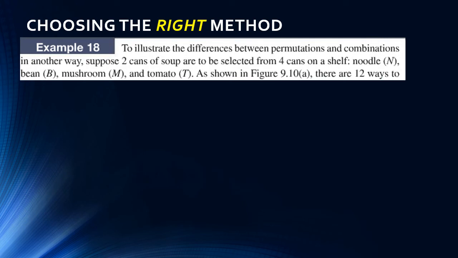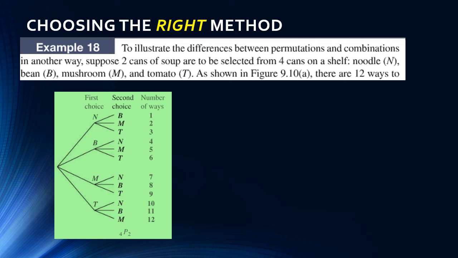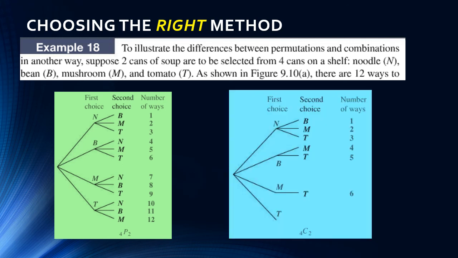Finally, to illustrate the difference between permutations and combinations in another way, suppose 2 cans of soup are to be selected from 4 cans on a shelf: noodle, bean, mushroom, and tomato. As shown in 910A, there are 12 different ways to pick them if order matters. If order doesn't matter, there's only 6 ways to pick them. I hope this illustrated that a little bit.